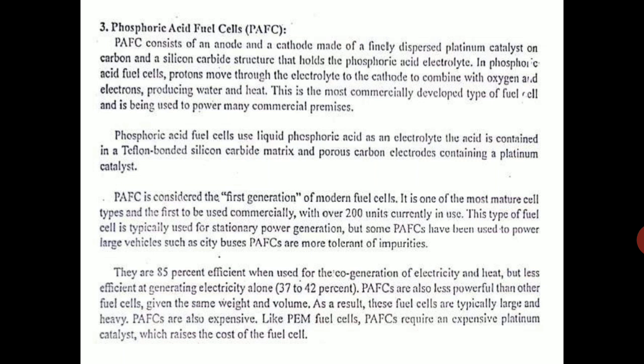Phosphoric acid fuel cells use liquid phosphoric acid as an electrolyte. The acid is contained in a Teflon bonded silicon carbide mix and porous carbon electrodes containing a platinum catalyst. So Teflon is the very smoothest material in the world, and silicon carbide is abrasive, and platinum is an expensive noble metal. So these are used, and the electrolyte is the phosphoric acid.